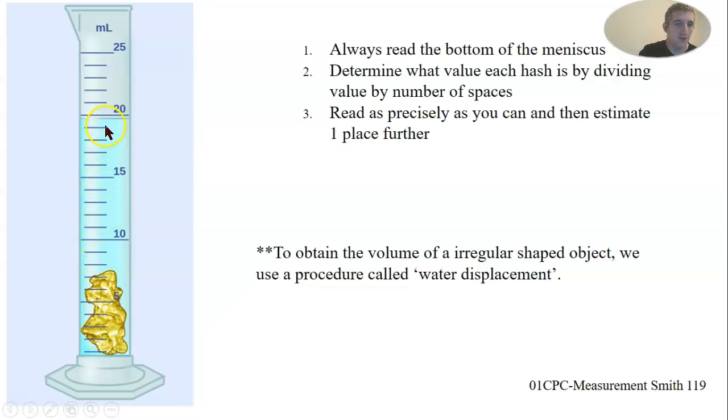One other one is trying to get the volume of an irregular object. So the water fits in the graduated cylinder here. If this were a cube, you could do the length, width, height. If this were a sphere, there's a formula for that. A cylinder, there's a formula for that. But when it's an irregular object, what we do is something called water displacement.